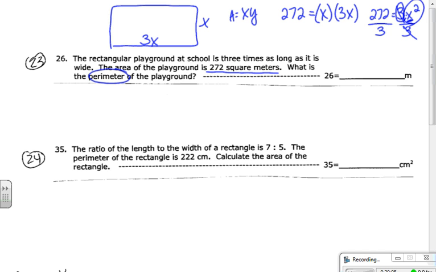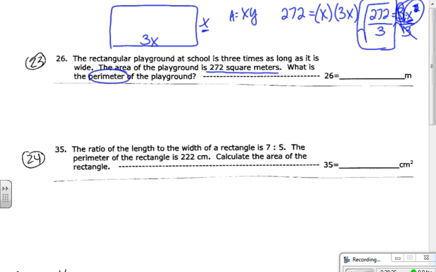But we don't want to know x squared. We want to just know x. So the way that you undo a square is you take the square root. So then x is 272 divided by 3, square rooted. So when you type this in, that will give us our width right here.